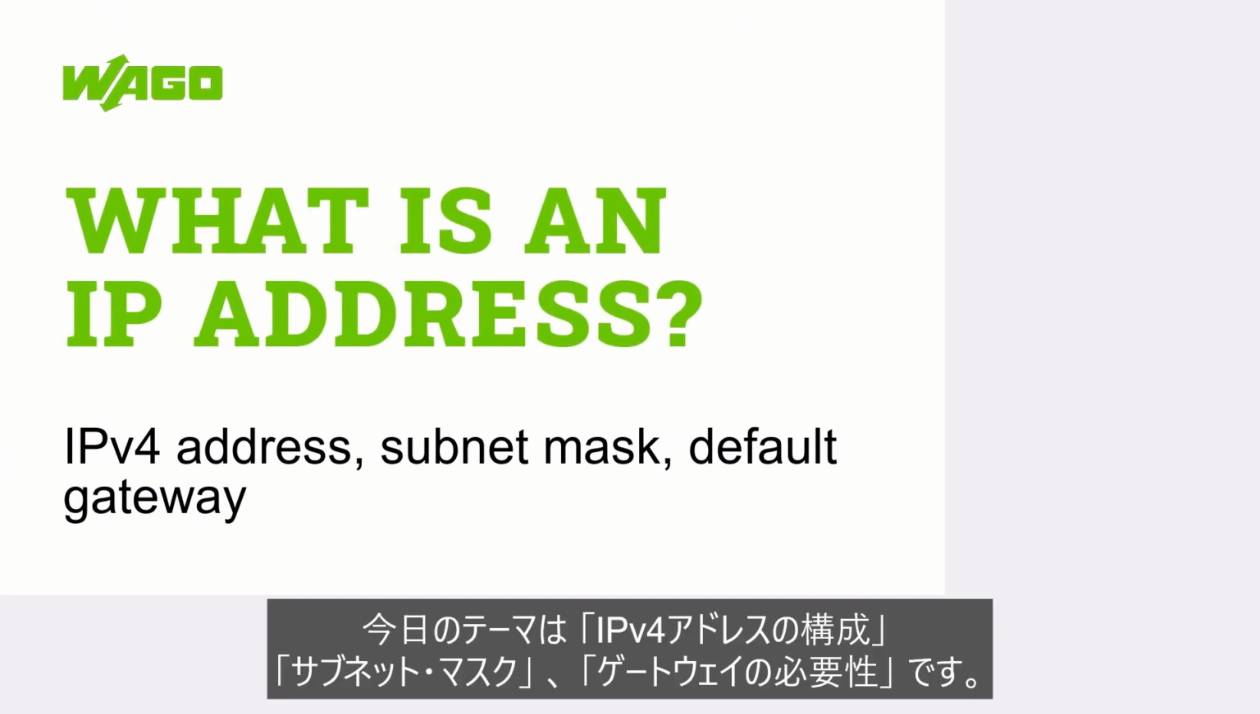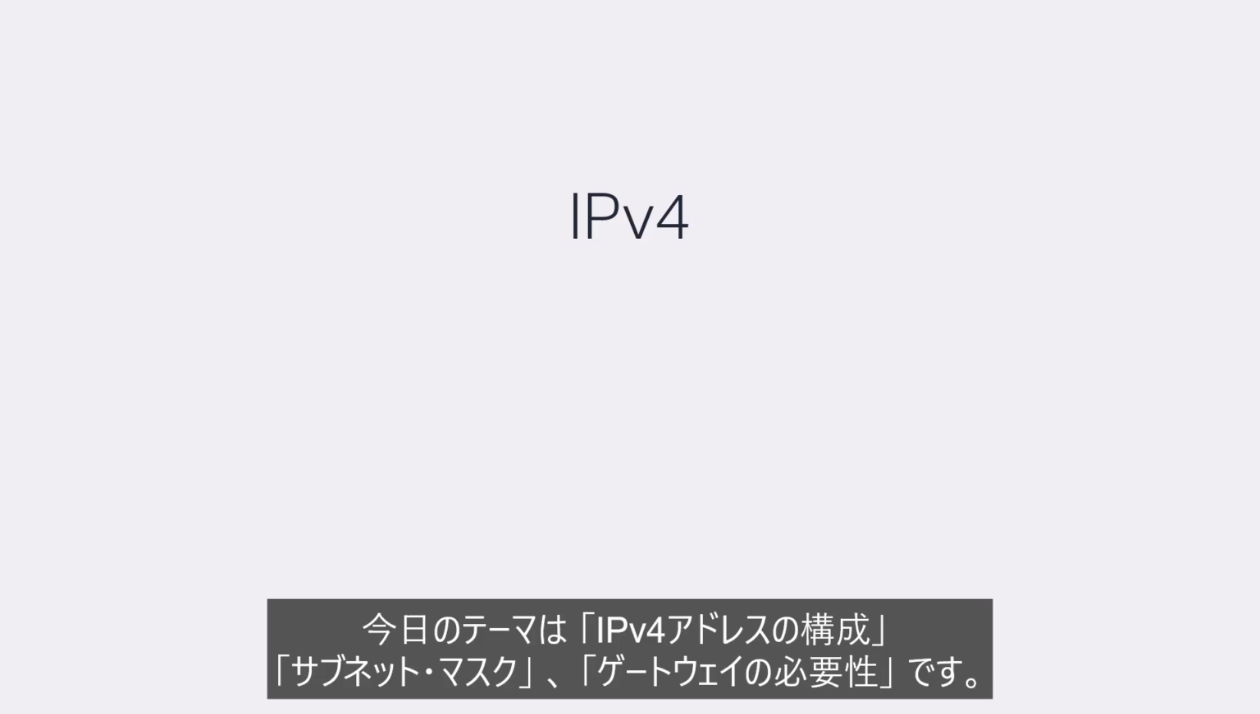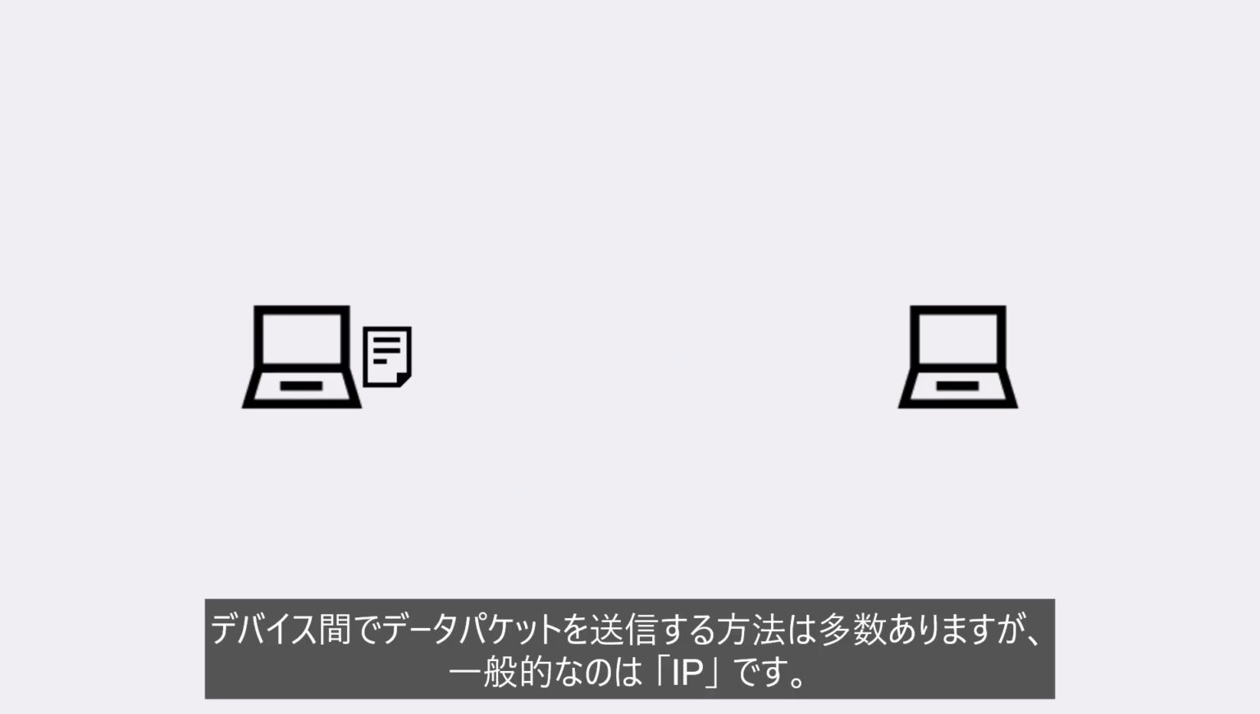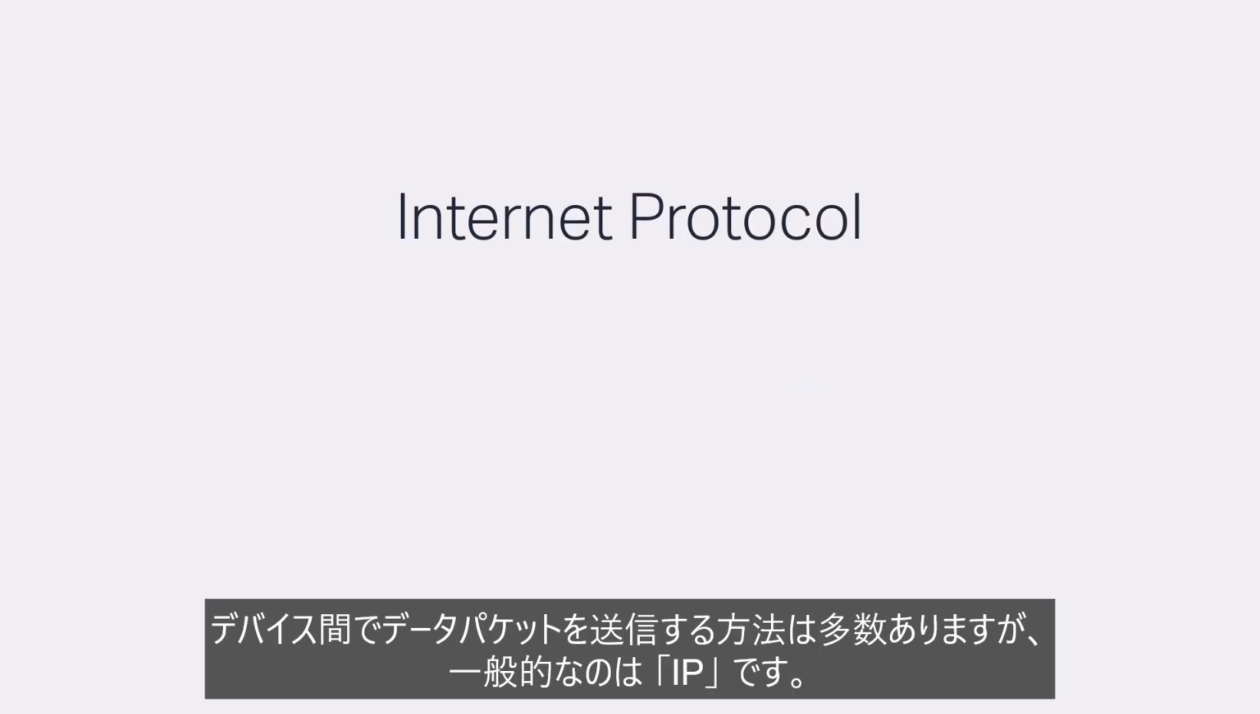Hello. In this WAGO tutorial, we will show you how an IPv4 address is structured, what a subnet mask is, and when you need a gateway. There are many ways to send a data packet from one device to another. The most common is the Internet Protocol, or IP for short.